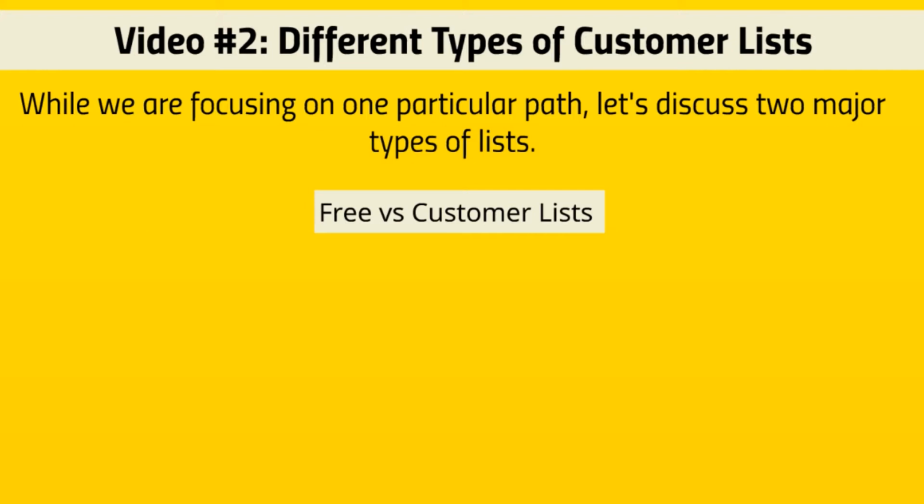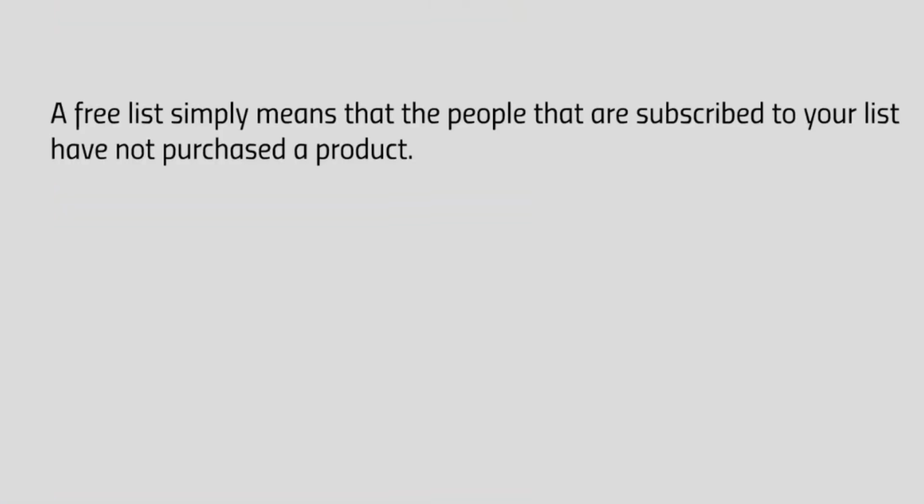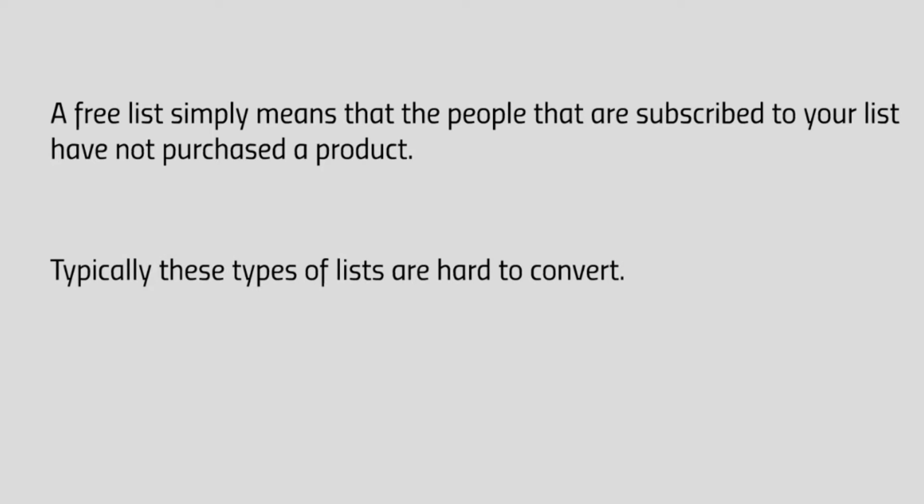So a free list, let me explain the differences. A free list simply means that the people that are subscribed to your list have not purchased a product. So if you imagine you get onto a landing page or a squeeze page and they're asking for your name and your email and that's it, you're not buying anything. That is basically what a free list is.